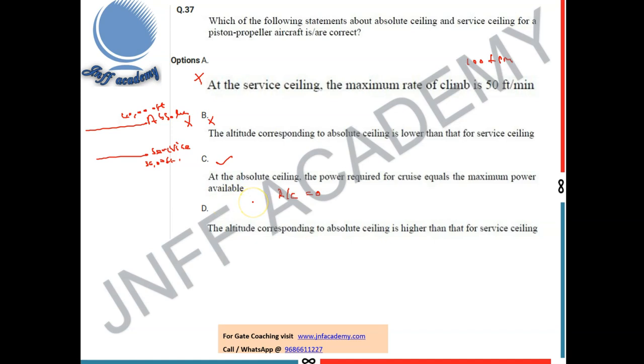The altitude corresponding to the absolute ceiling is higher than that of service ceiling. Yes, that is also true, because absolute ceiling will always be at higher altitude compared to service ceiling. So the right statements are option C and option D. Okay.